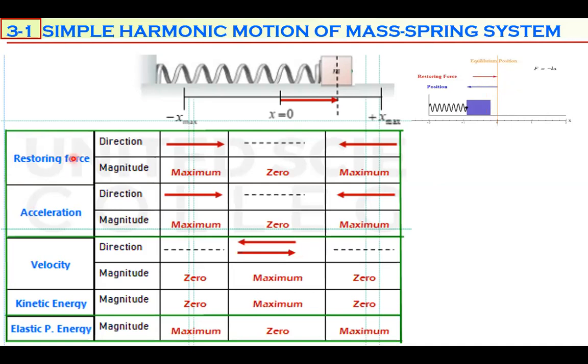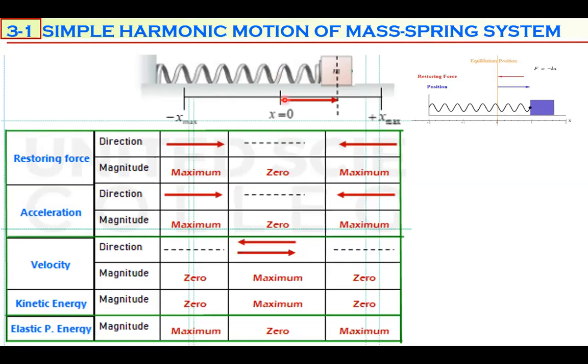At maximum displacement, at negative x maximum, the object compresses the spring to negative x, so the direction of the restoring force is in positive x, and acceleration is also in positive x. Because the object is compressed the most, the restoring force is maximum, and acceleration is also maximum. Right here, because there is no compression or stretching, the restoring force is 0, and acceleration is also 0.